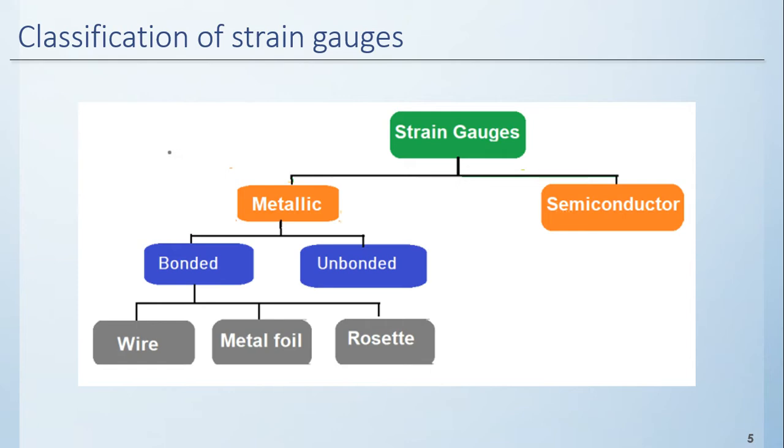Now, the classification of strain gauges: we can classify them basically as metallic ones and semiconductor ones. We will be focusing mostly on metallic ones. Metallic strain gauges can again be classified as bonded and unbonded ones. In bonded ones, you have to study about the wire bond strain gauge, metal foil strain gauge, and rosette strain gauge.